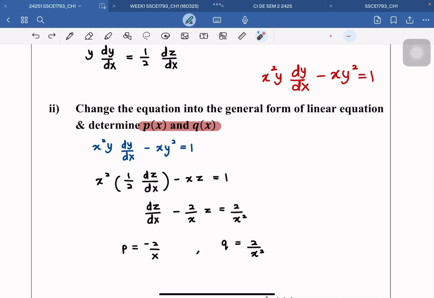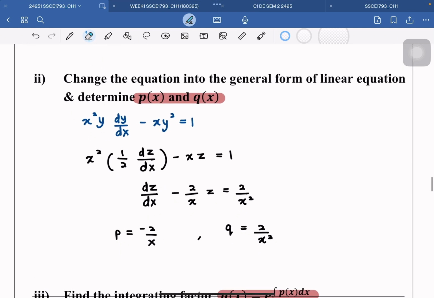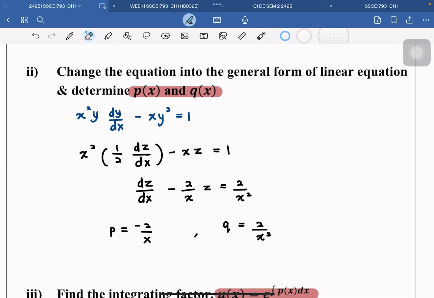Okay, because this is the key. We are going to substitute it back to the y dy dx. So change the next steps. Change the equation into general forms of linear equation and determine the px and qx. So x square y dy over dx minus xy square equal to 1. This is the given equation.